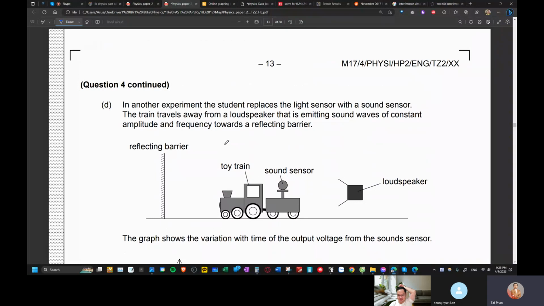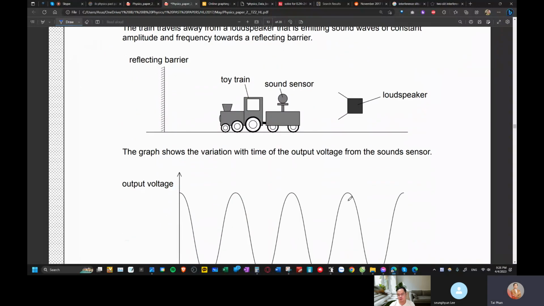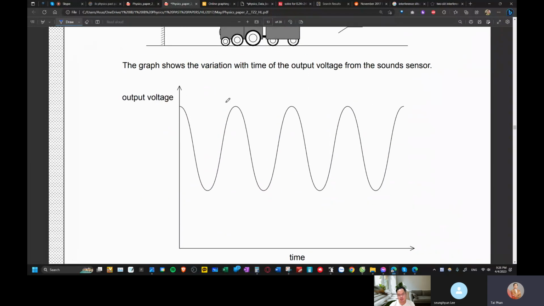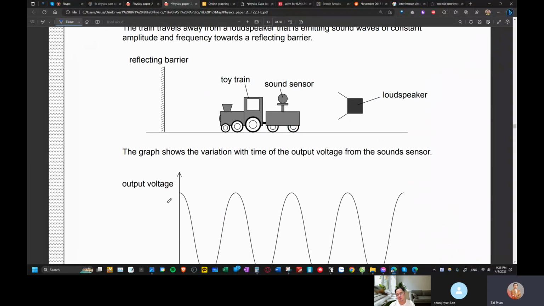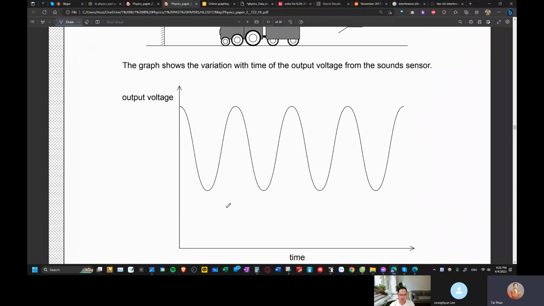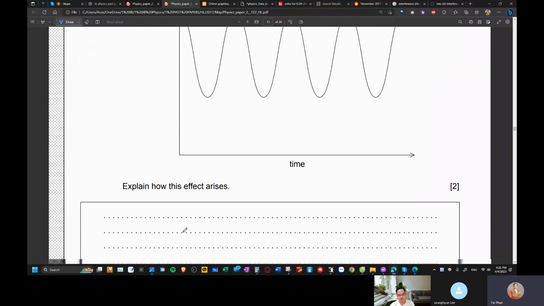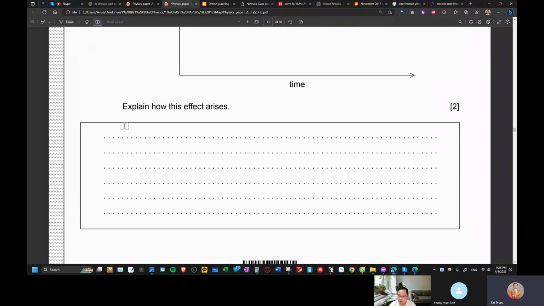Now it's very simple: replace the light sensor with the sound sensor. The train travels away from the loudspeaker, which emits a sound wave of constant amplitude and frequency towards a reflecting barrier. The graph shows the variation with time of the output voltage of the sound sensor. Explain how this effect arises. This is a standing wave of sound. This standing wave is the result of the interference of the incident sound produced from the loudspeaker and the reflected sound from the barrier. Okay, and the maximum and minimum, 2 marks.